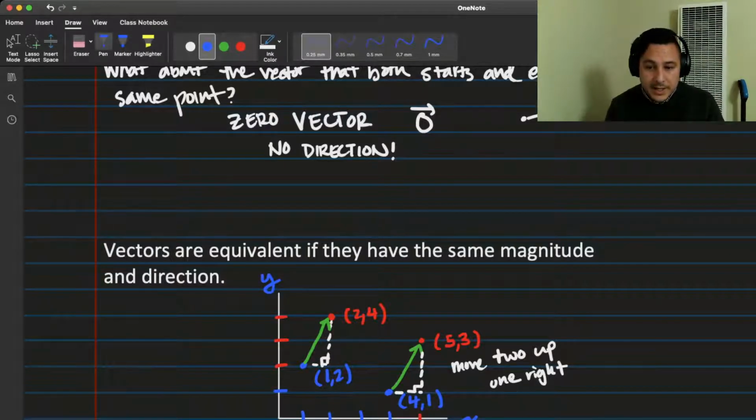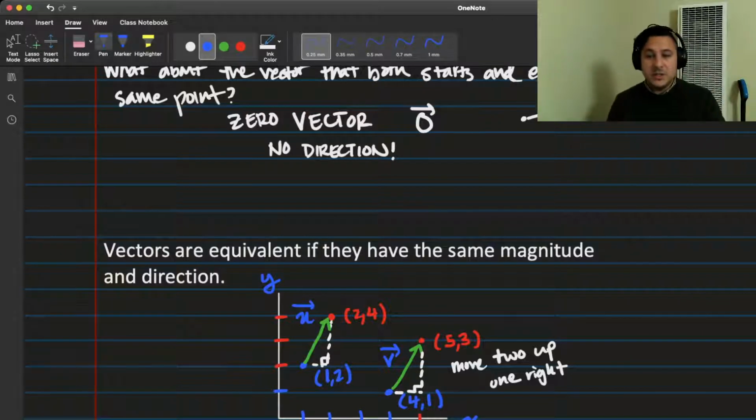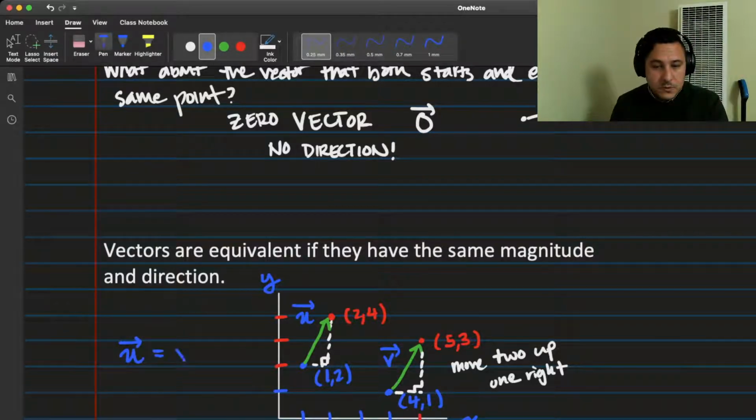I could call this vector over here u, and I could call this vector over here v. Whenever two vectors are equivalent, we say that they are equal to each other. So we would say the vector u is equal or equivalent to the vector v.